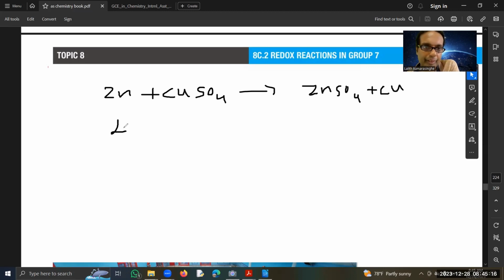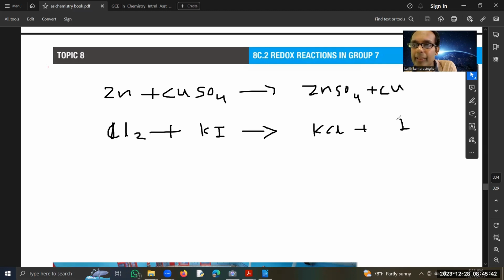Another one. Iodine, potassium iodide, I am bubbling chlorine to potassium iodide. Chlorine, potassium iodide. So I'll be getting potassium chloride again, iodine. Sorry, this equation got a 2 here. This is also correct. Higher reactive element is displacing lower reactive element. These are all displacement reactions.